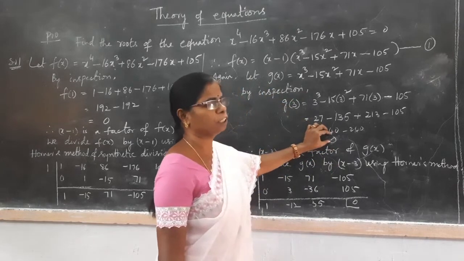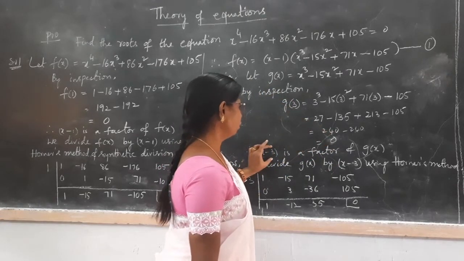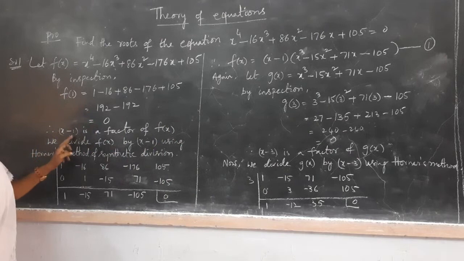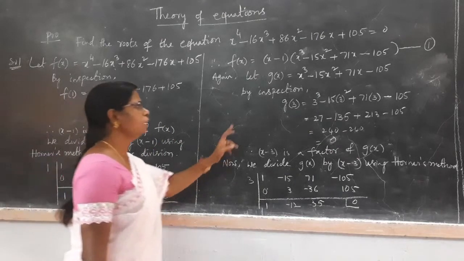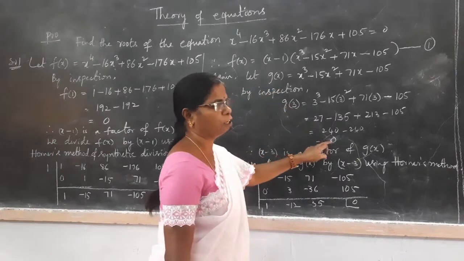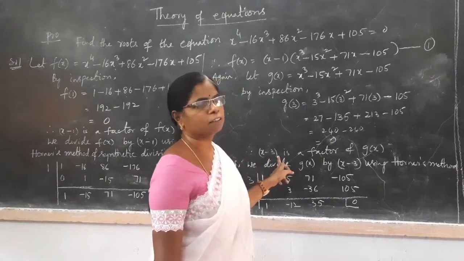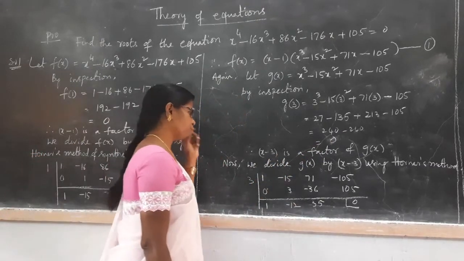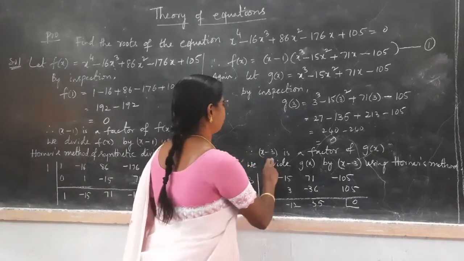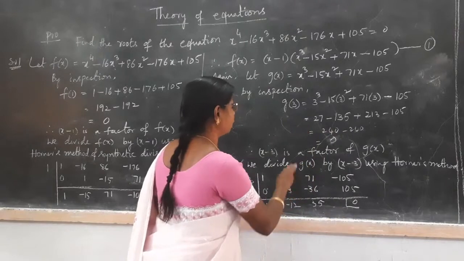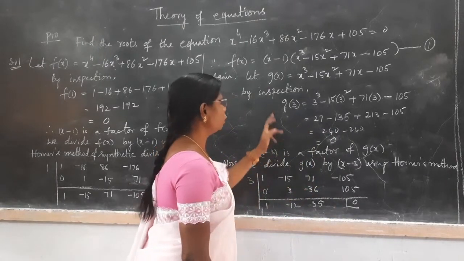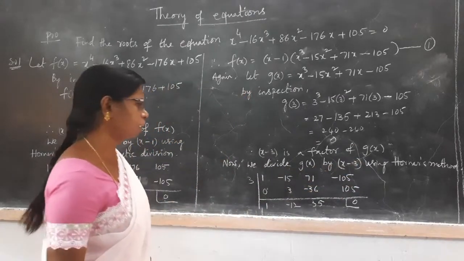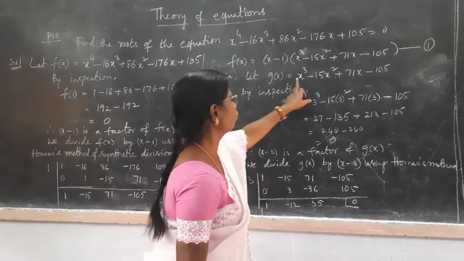So g of 3 is equal to 0. Therefore x minus 3 is a factor of g(x). Similarly, there f of 1 was 0, so x minus 1 is a factor of f(x). Here g of 3 is 0, so x minus 3 is a factor of g(x). As I said earlier, to find the other factor we have to divide. Now we divide g(x) by x minus 3 using Horner's method of synthetic division.